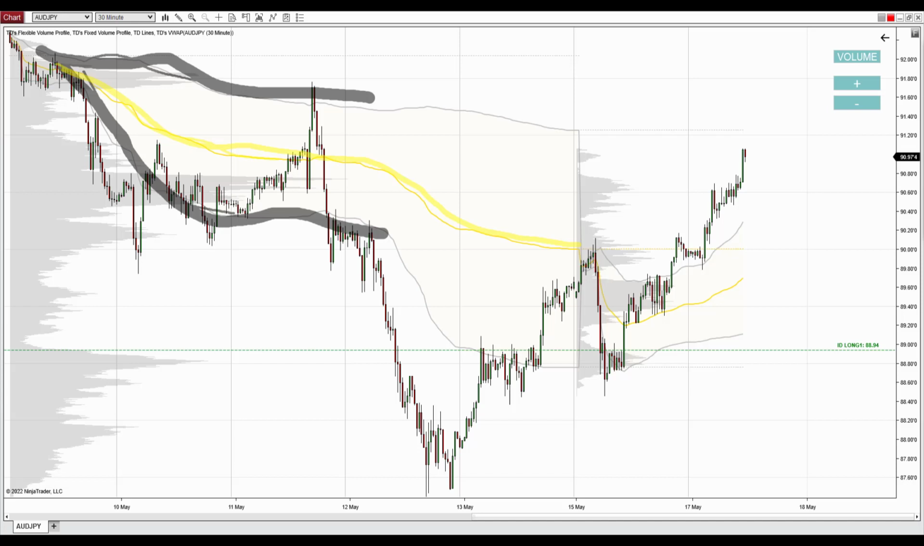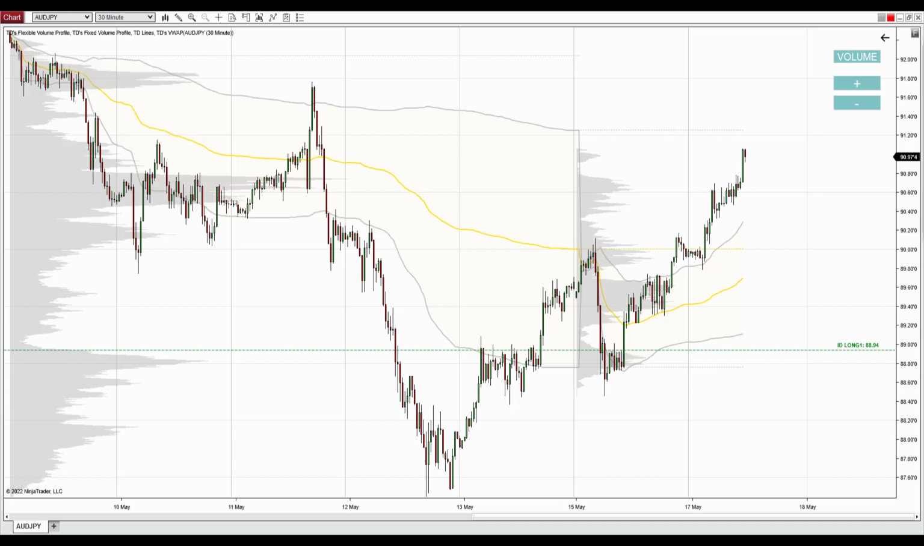I actually did a webinar on VWAP trading strategies. You may want to check it out. It's on YouTube. But in this chart, I just wanted to show you how nicely this indicator works, how nicely the price reacts to it.